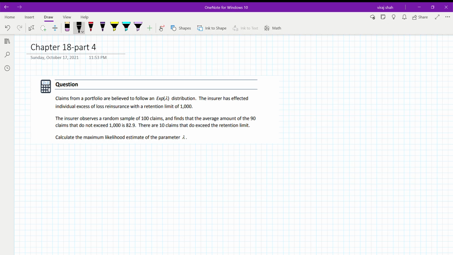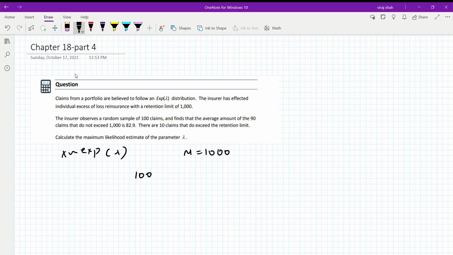Claims from a portfolio are believed to follow an exponential distribution. So basically, X follows an exponential distribution with parameter lambda. The insurer has an individual excess of loss with a retention limit of 5,000. So basically M is equal to 1,000. The insurer observes a sample of 100 claims.